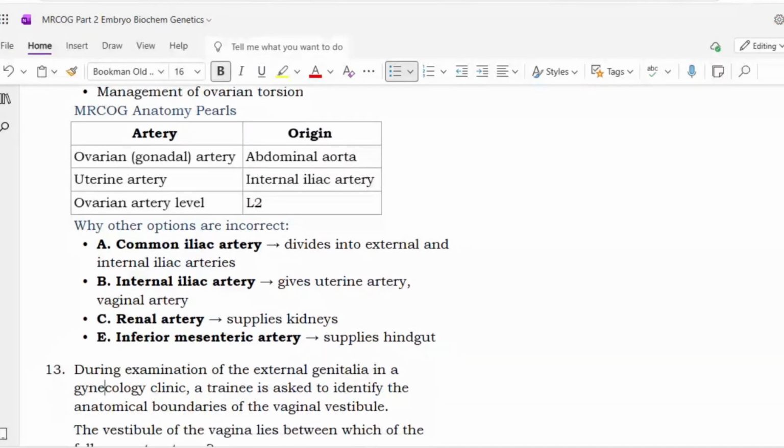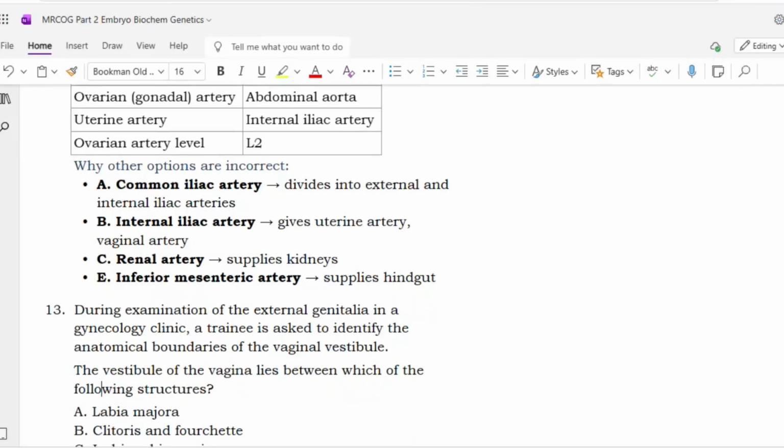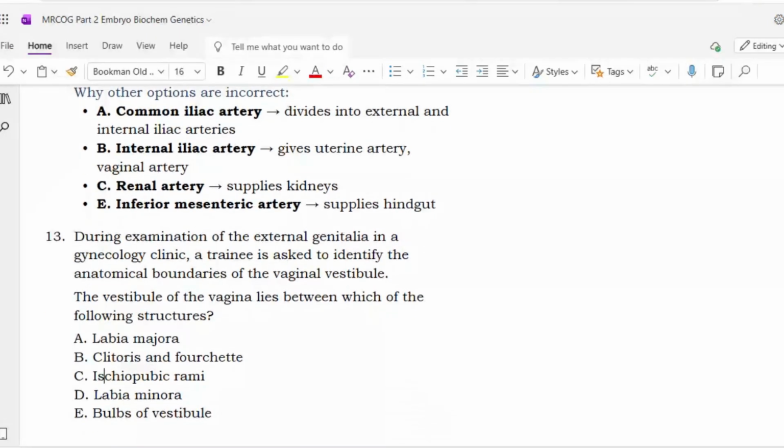Why are the other options incorrect? The common iliac artery divides into the external and internal iliac arteries. The internal iliac artery gives the uterine artery and vaginal artery. The renal artery supplies the kidneys. The inferior mesenteric artery supplies the hindgut. Okay, next.